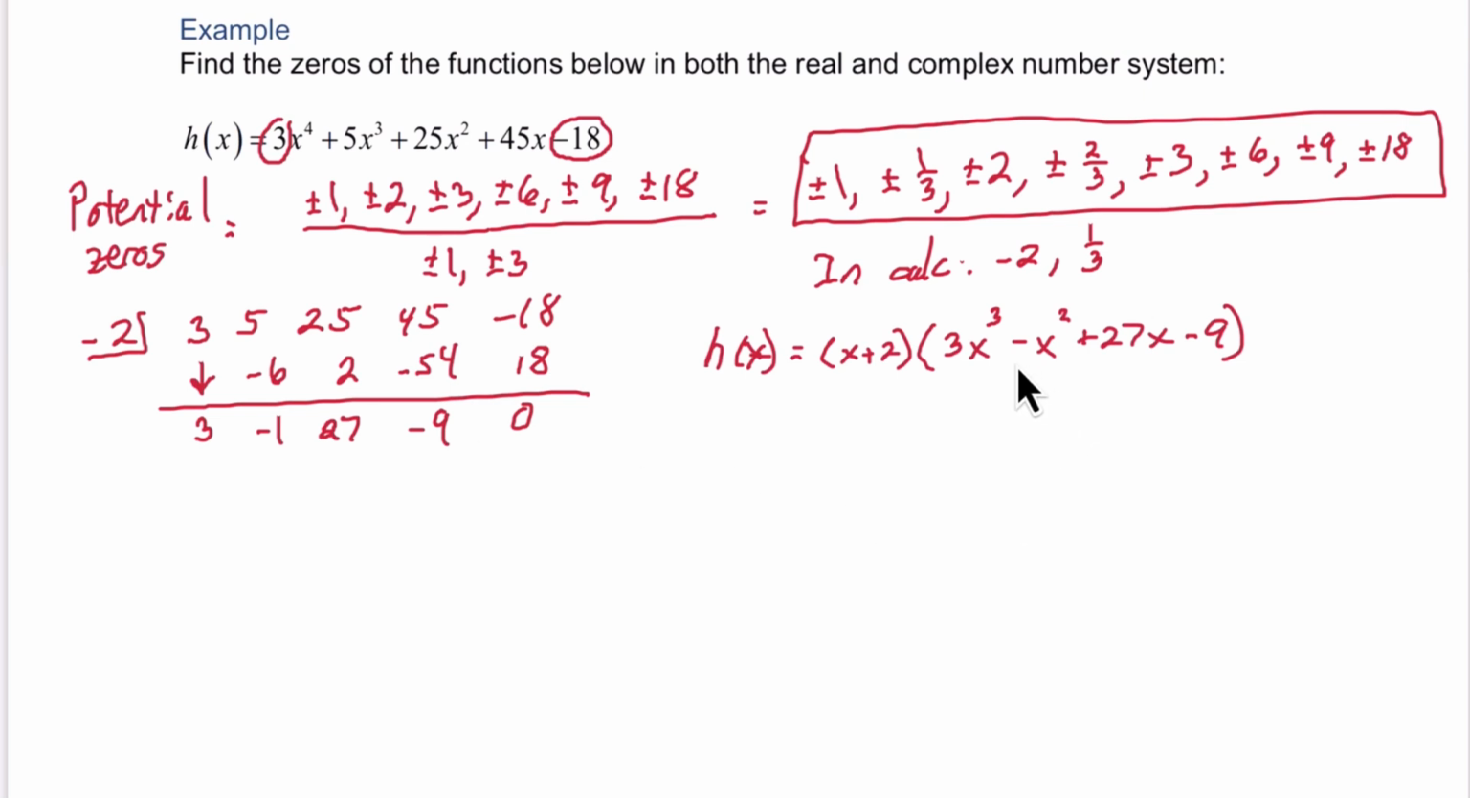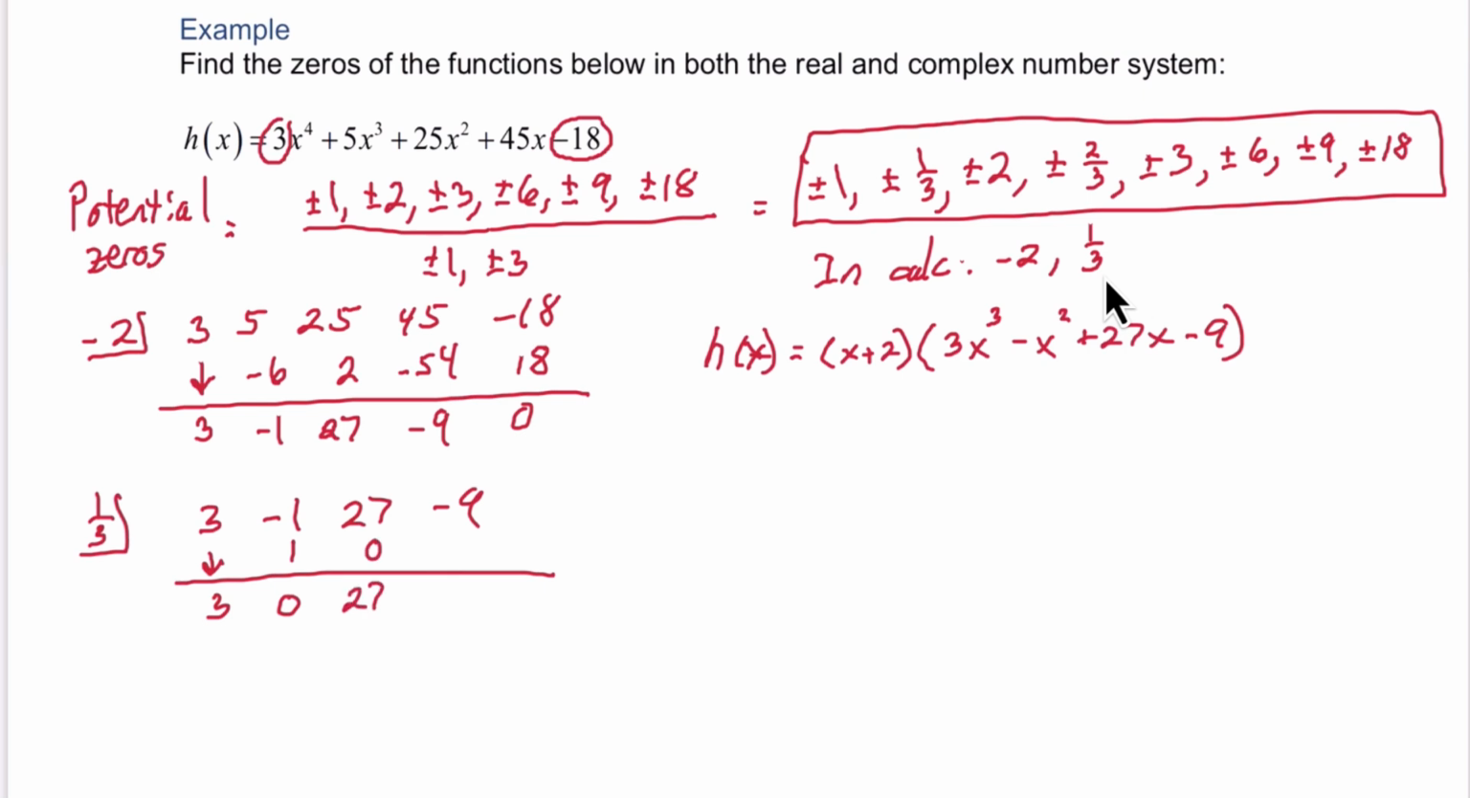We need to do division again. Lucky for us, we did find another 0 that we can use. So we'll put 1/3 in the box, drop down those coefficients from earlier, and do synthetic division. Drop down the 3. 3 times 1/3 is 1. Add, we get 0. 1/3 times 0 is 0. Add, we get 27. 1/3 times 27 is 9. Add, we get 0, which again is what we want. We need a 0 remainder.